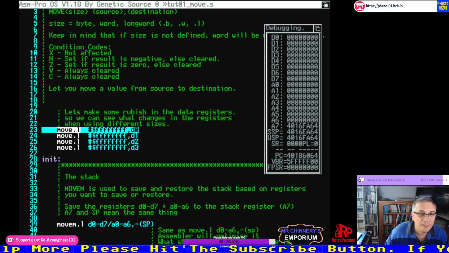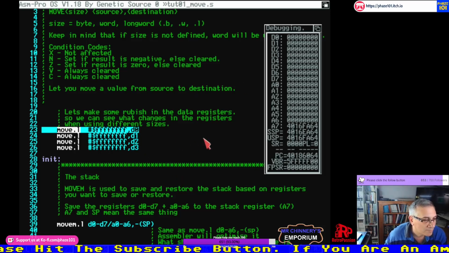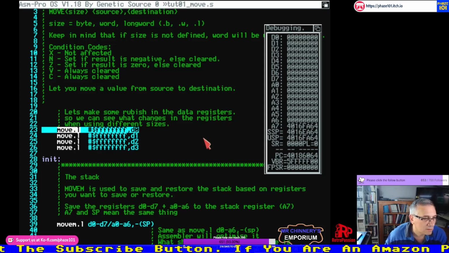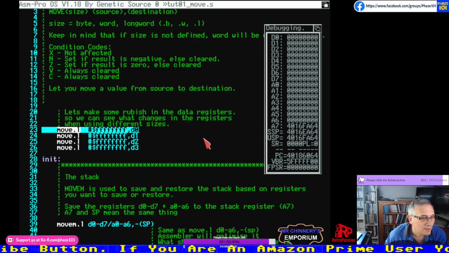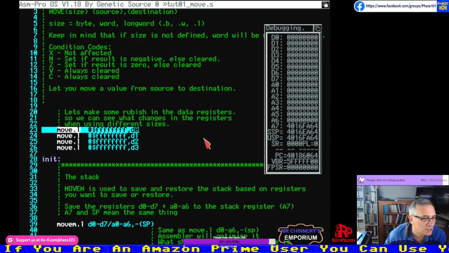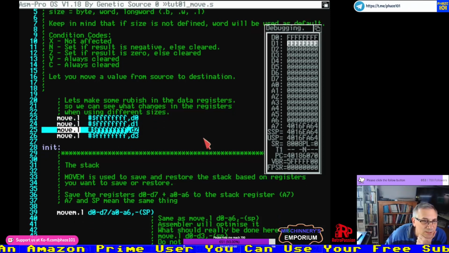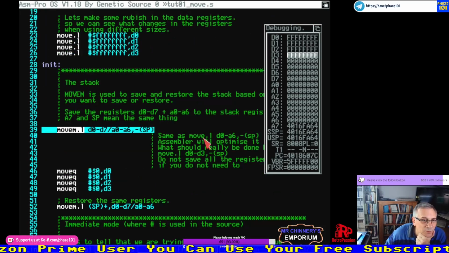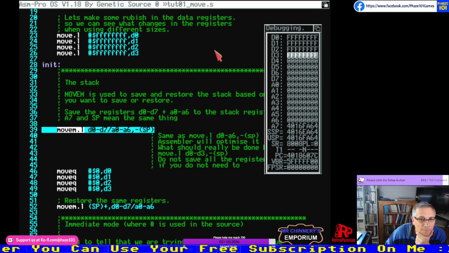So here, these 4 instructions, we are moving f's, a 32-bit number, into D0, D1, D2, and D3. And you're going to see it in the debugger, with the numbers being populated up here, okay?